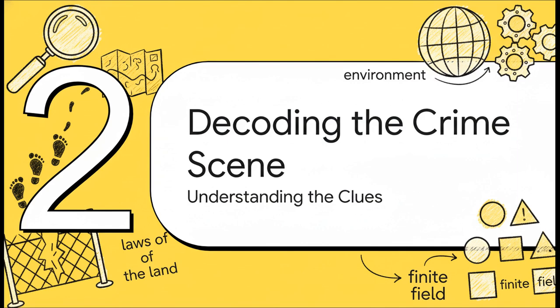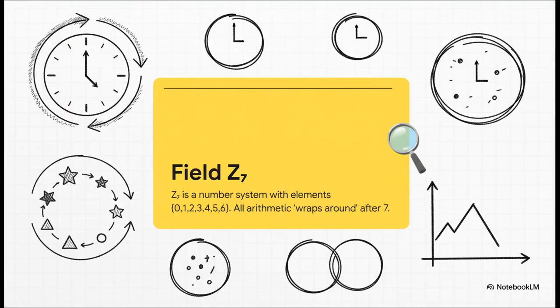Okay, before we just dive in and start crunching numbers, we have to understand the crime scene. This isn't the number system you and I use every day. We gotta learn the local rules, the laws of this strange land. So this crime scene is what mathematicians call the field Z sub 7. And you're probably thinking, what on earth is that?